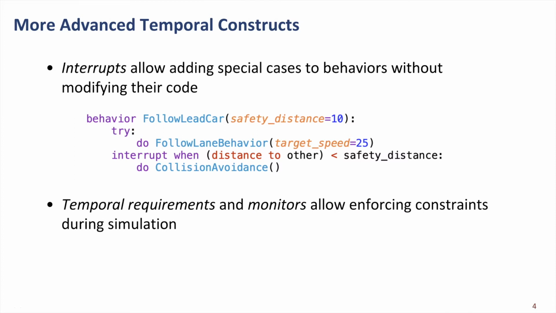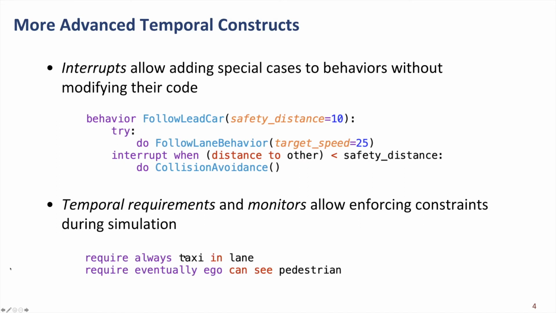We also have the ability to impose temporal requirements. So we saw some static requirements Sanjit mentioned before. For instance, you could require that the angle between these two cars is in a certain range. We can do the same thing over time. So for instance, we could require that this taxi object has to always be in a particular lane. And Scenic will enforce this requirement. So if some simulation would violate this requirement, it will throw it out and generate a new simulation.